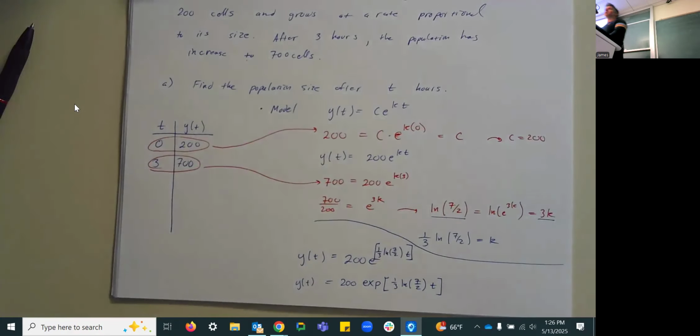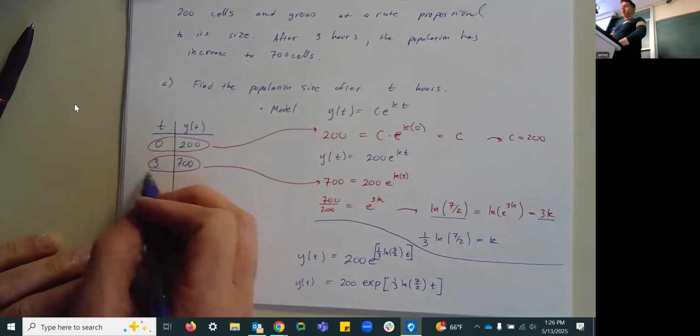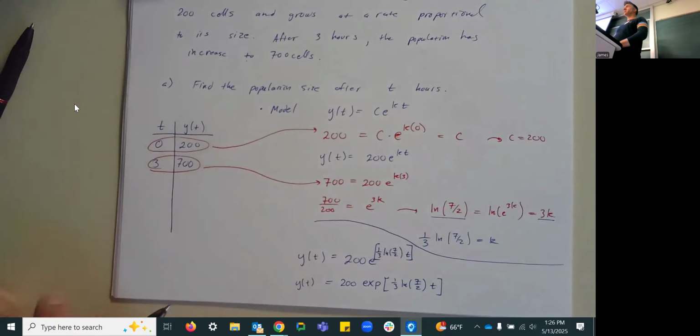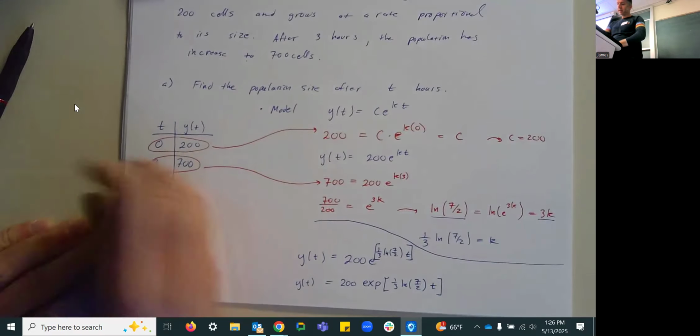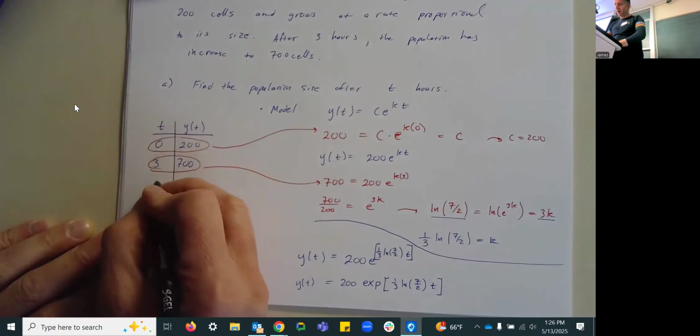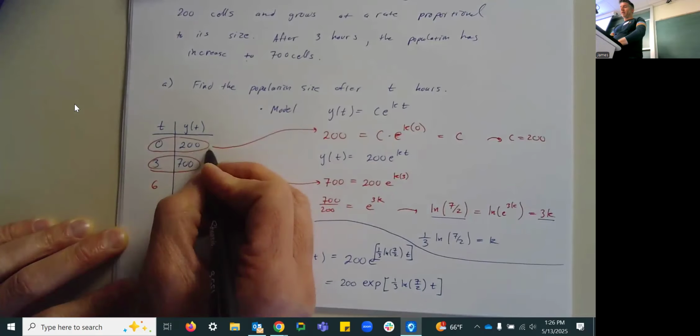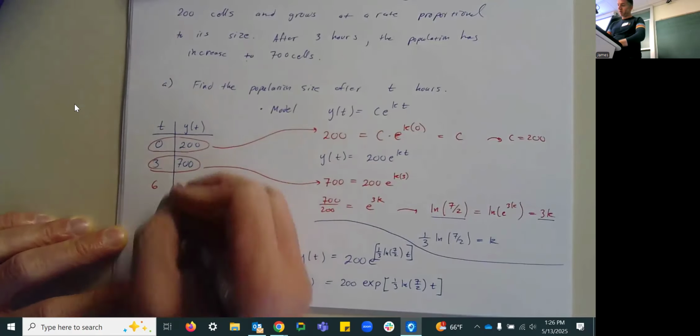I will point out, just because I think it's interesting to know, you could totally do this the other way. You could say that, great, in a 3-hour period, we multiply by 7 over 2. That's what's always true about exponential growth or decay. For every set amount of time, you always multiply by the same amount. So if we went another 3 hours, we would end up multiplying by another 7 over 2.